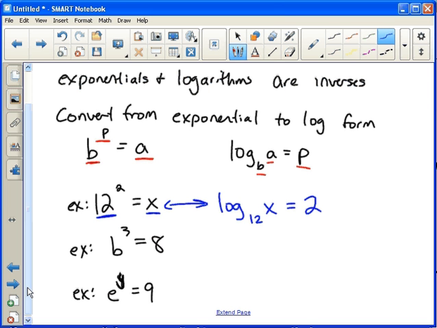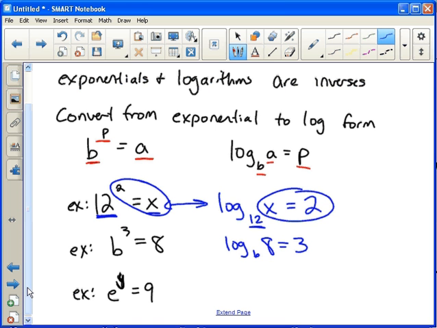So same idea down here. We can do log base b. We have b cubed equals 8, so base b of our answer, which is 8, equals our power, which is 3. So another way to view this is basically that the base stays the same. 12 is the base here, 12 is the base here, and then these two just basically switch places. That's another way you can think about it.